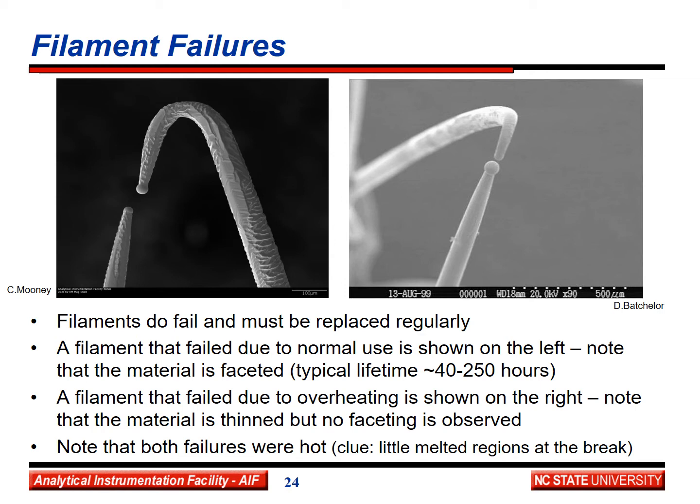The filament that's shown on the left failed through normal means, through normal heating. You can tell that because you can see faceting on the filament surface. The filament on the right was overdriven. It was heated too much, it was overheated, and it just blew up very, very quickly. And you can tell that because you don't see any facets on the wire. In fact, you can still see the drawing marks on this wire. And that is a clue that it didn't have enough time to preferentially evaporate tungsten along particular crystalline planes.